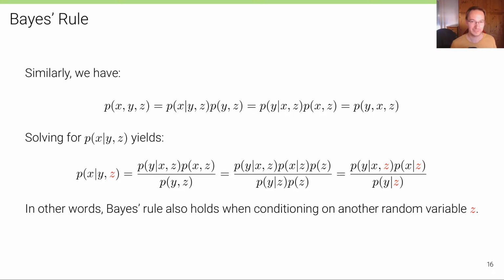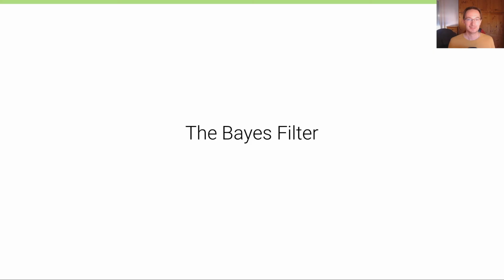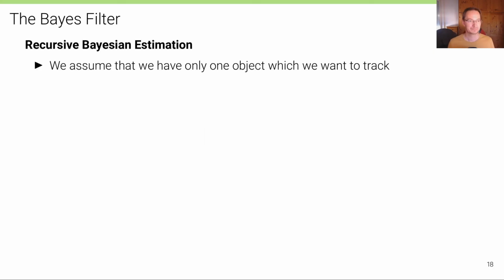Now, we of course did this for a reason. We did this because this is a rule that we're going to need in order to derive the Bayes filter. So keep that in mind. Let's move on to the Bayes filter now.